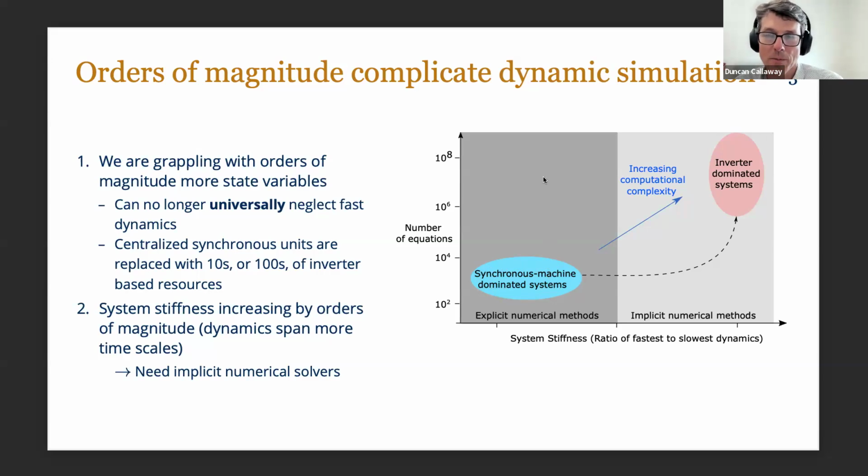But then as we move up to inverter dominated systems with many more inverter based resources, we get increasing numbers of equations, but then we also get a phenomenon of increasing stiffness, meaning the ratio of the fastest to the slowest dynamics. And what happens in that case is that we go from a simulation world in which explicit numerical methods will suffice to one in which implicit numerical methods are required to do the solving.